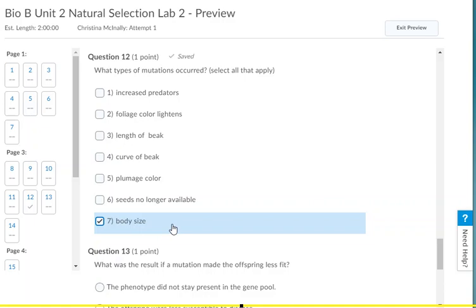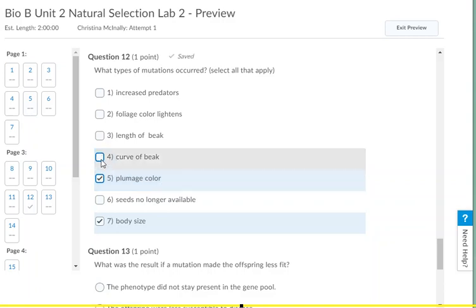The foliage? Foliage is color of leaves. So if the leaves change color, is that a mutation in the bird population? No, that's a mutation in the environment. Right? Or a change in the environment, right? So yeah, that's environmental, but not a mutation in the population. Plumage color, however, plumage means feather, right?